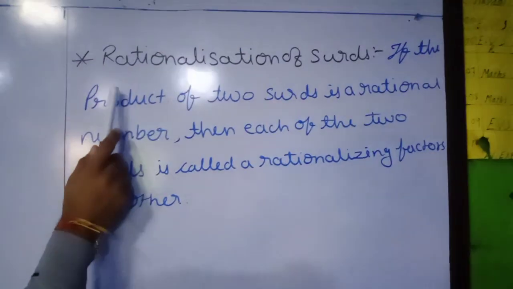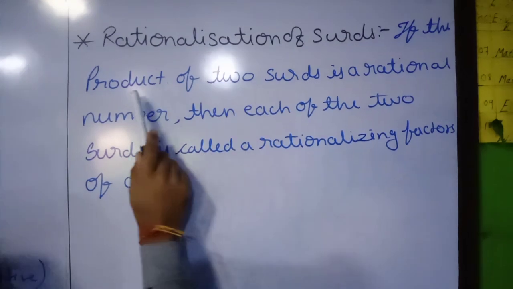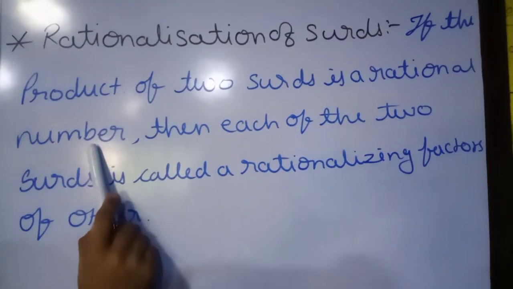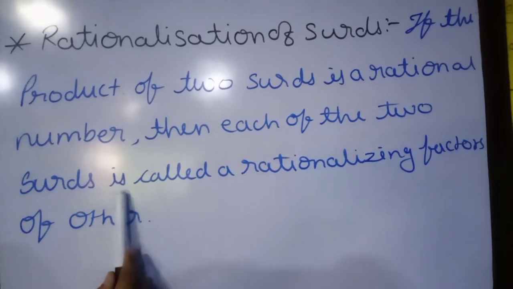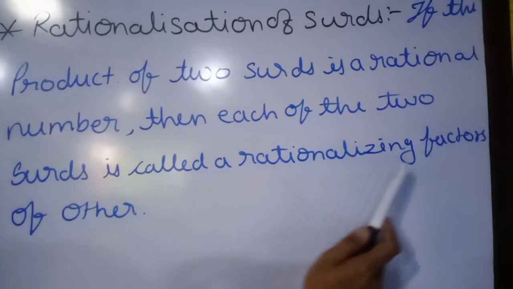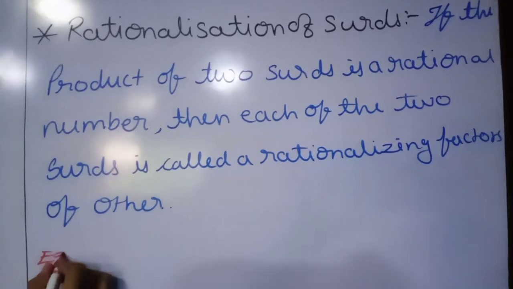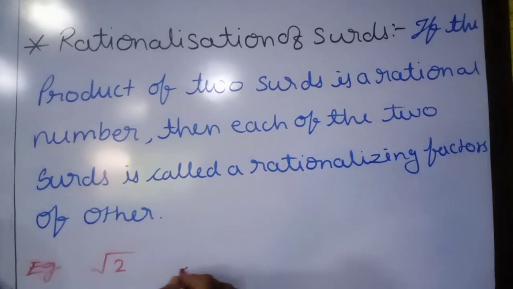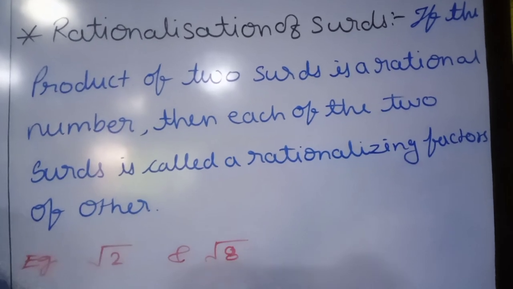The next concept is rationalization of surds. If the product of two surds is a rational number, then each of the two surds is called a rationalizing factor of the other. For an example, here we have root 2 and the second one root 8.